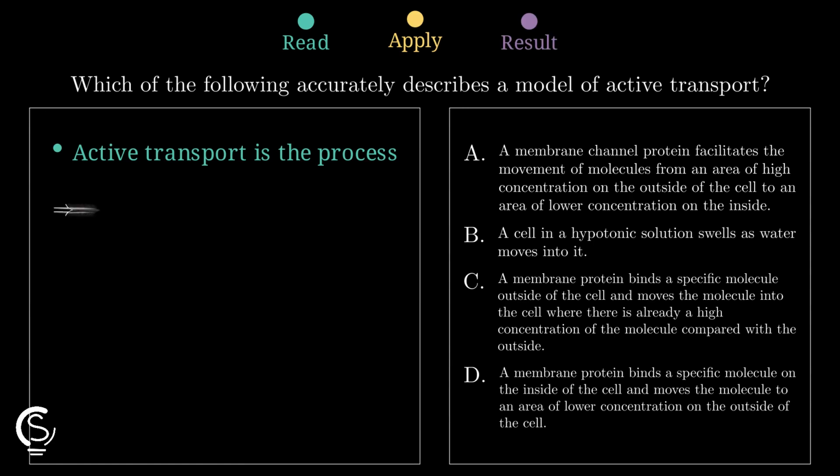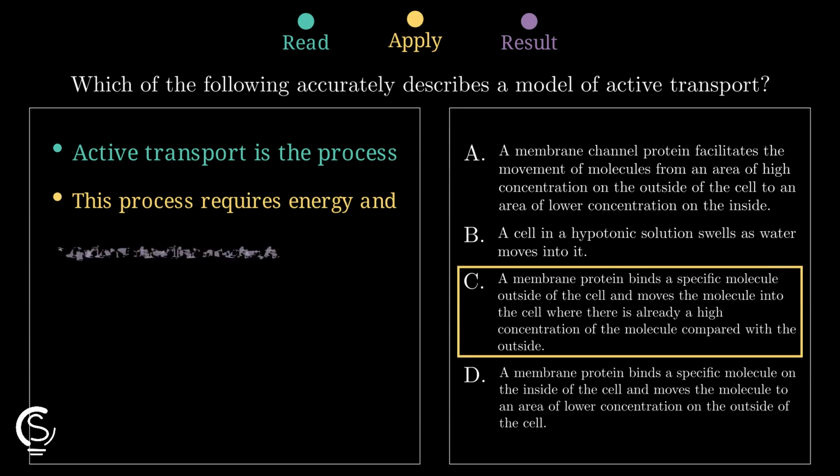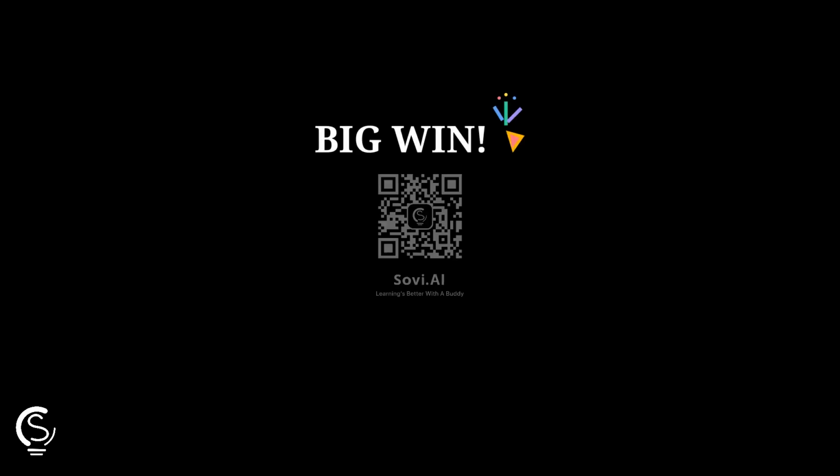Now check the choices. Option C says a protein binds the molecule outside and moves it inside where concentration is higher. So that matches active transport. Well done! Option C.